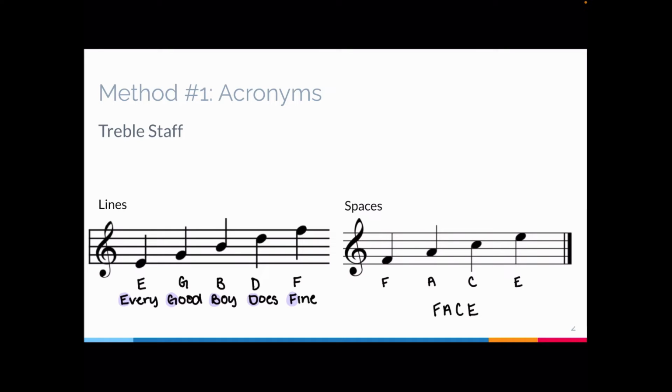To identify notes on the spaces, you can use the acronym FACE, F-A-C-E. This goes in the order from the lowest pitch on a space, F, to E, which is on the highest space.